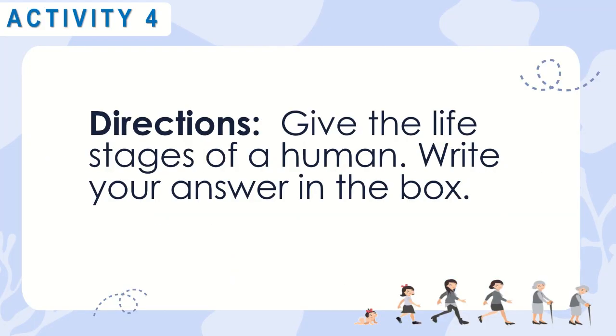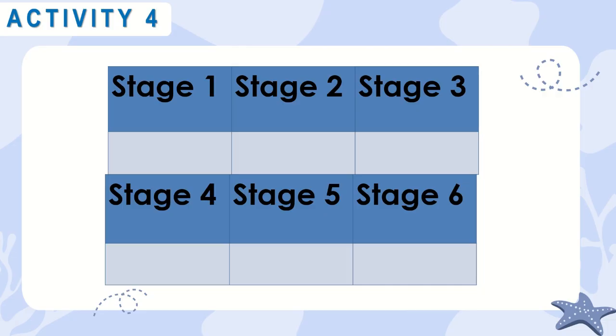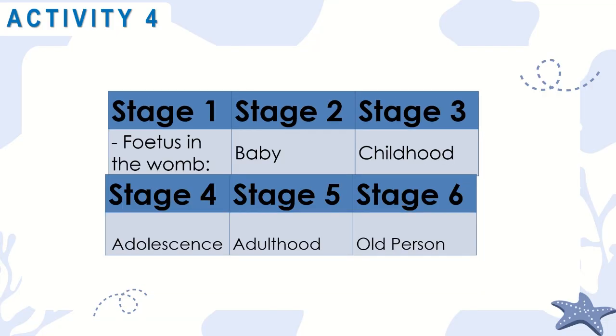For activity number 4, give the life stages of a human. Write your answer in the box. Let us now answer. For stage 1, we have fetus in the womb. Stage 2, baby. Stage 3, childhood. Stage 4, adolescence. Stage 5, adulthood. And stage 6 is the old person.